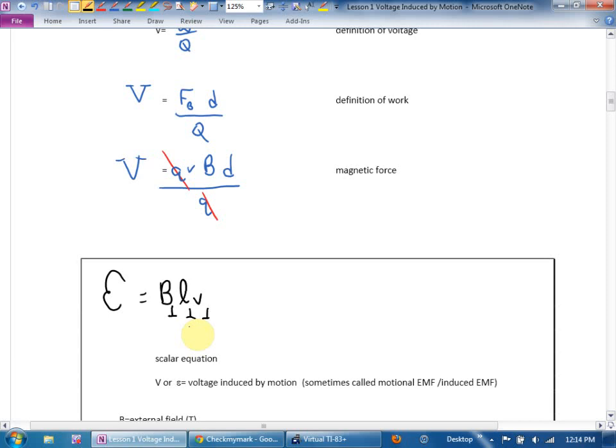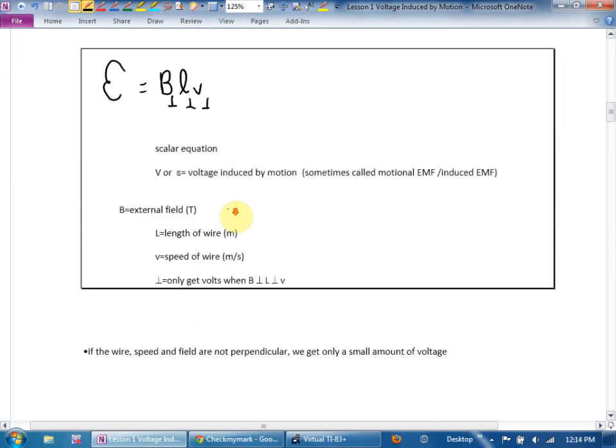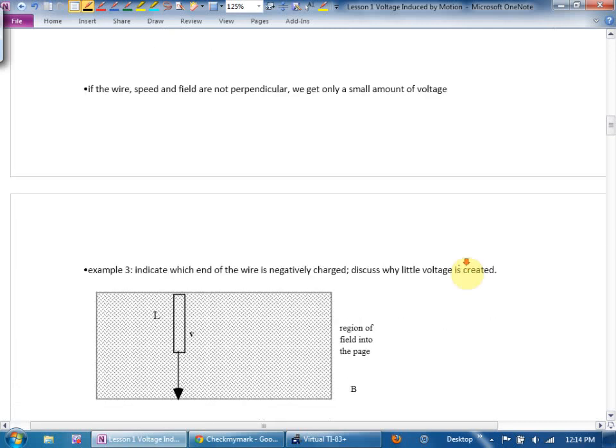It's a scalar equation because voltage is energy per coulomb, so it's a scalar. Energy is a scalar. And it says here, you only get volts when we're perpendicular. It's measured in volts, teslas, meters, and meters per second. If the wire, the speed, and the field are not perpendicular, we only get a small voltage. Example 3, turn the page, I'll show you.